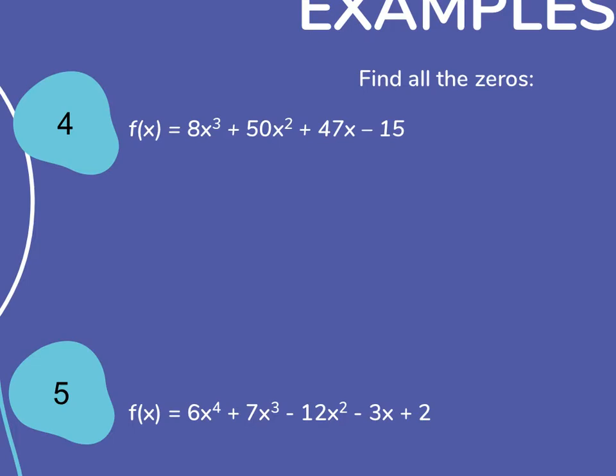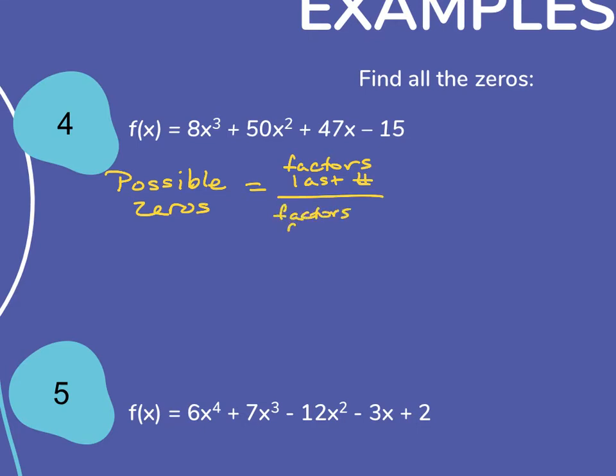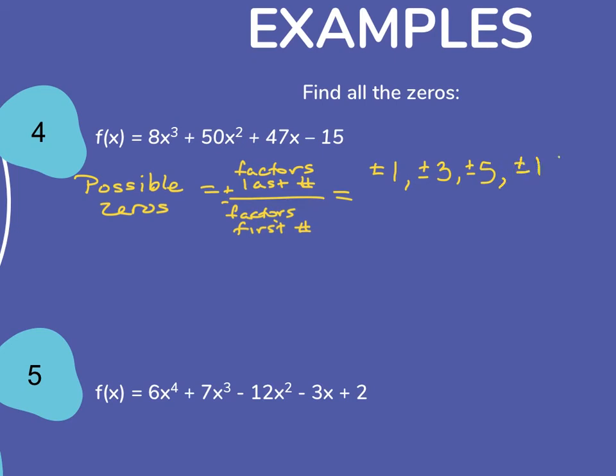So for my possible zeros, this is how I'm going to set it up. We are going to find the factors of the last number and put them on top of the factors of the first number in our polynomial. In this particular problem above, my last number is that constant 15. The factors of 15 are 1 times 15 and 3 times 5. And notice on the previous slide, it had a plus minus in front. So plus and minus 1, plus and minus 3, plus and minus 5, and plus and minus 15. These are all the factors of 15.